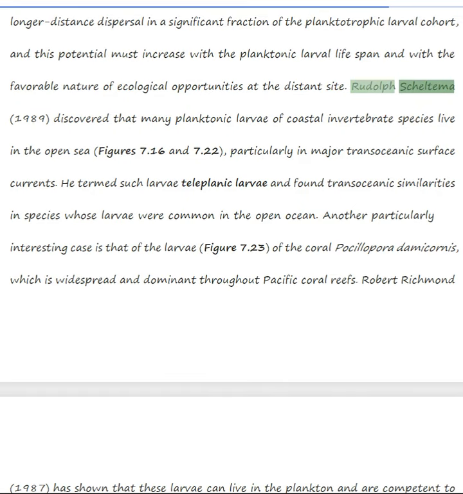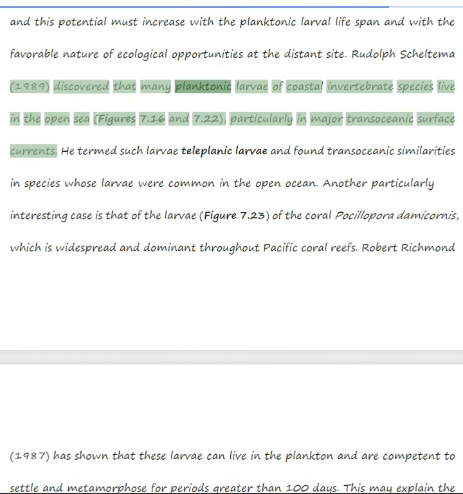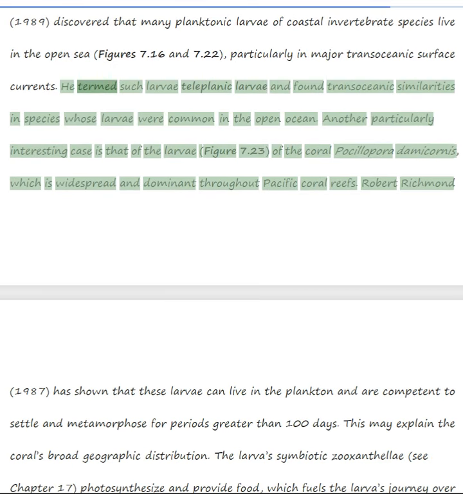Rudolf Scheltema discovered that many planktonic larvae of coastal invertebrate species live in the open sea, particularly in major transoceanic surface currents. He termed such larvae teleplanic larvae and found transoceanic similarities in species whose larvae were common in the open ocean. Another particularly interesting case is that of the larvae of the coral Pocillopora damicornis, which is widespread and dominant throughout Pacific coral reefs.